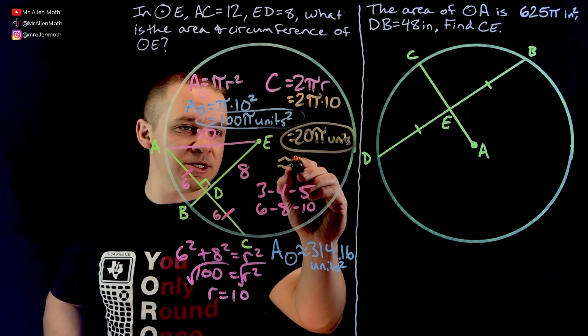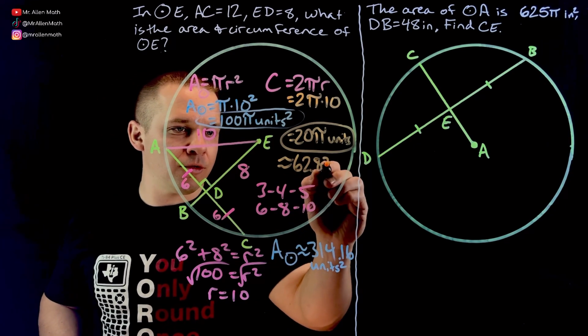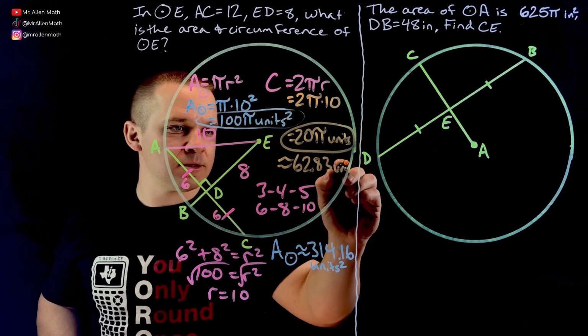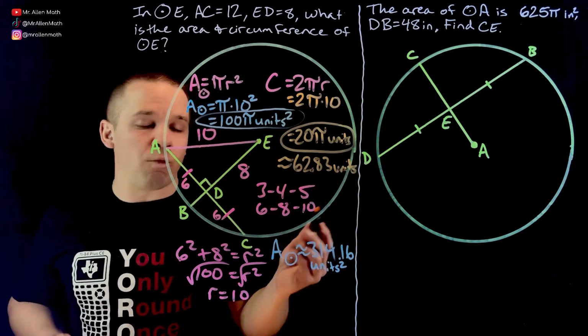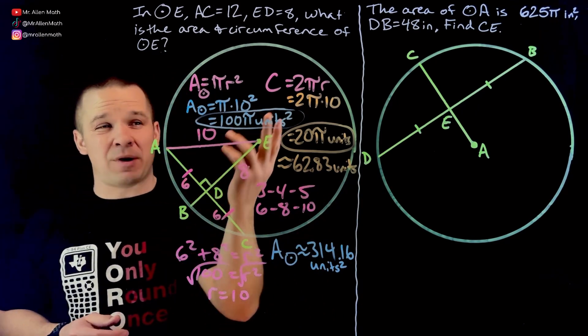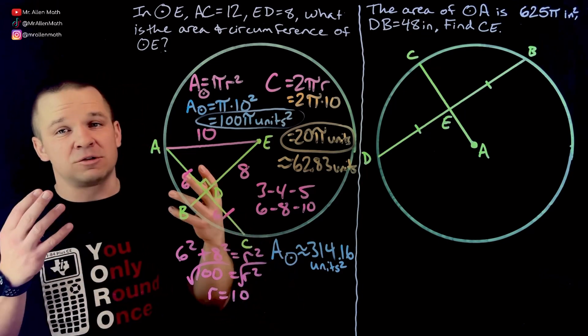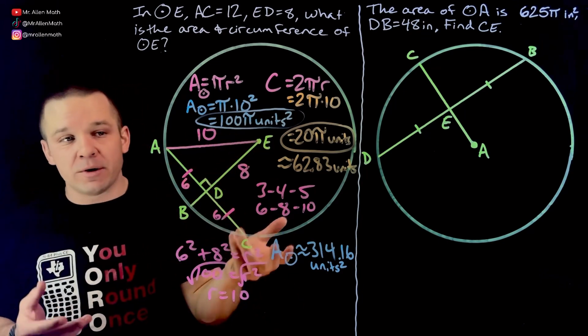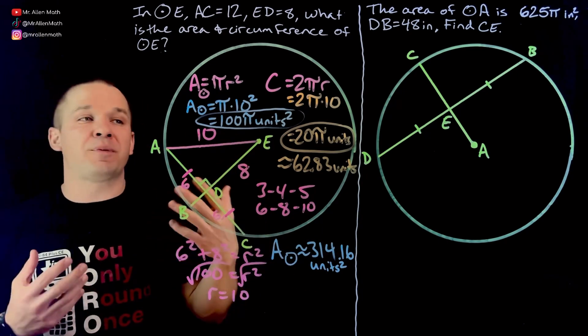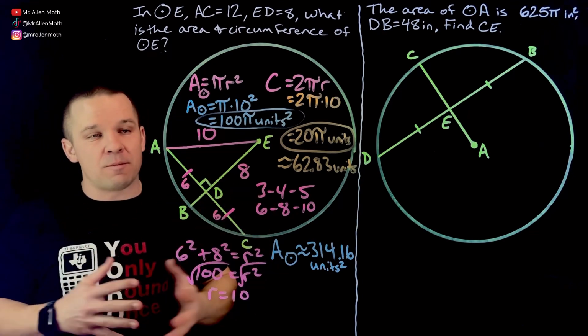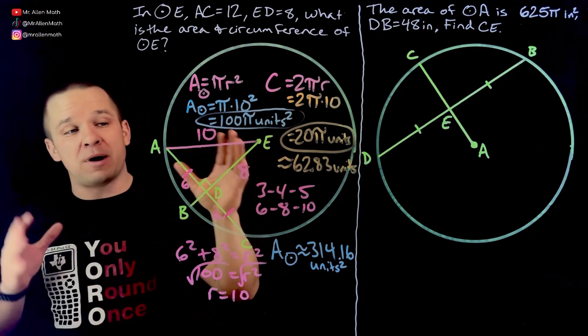62.831, so 62.83 units. So depending what your teacher wants, usually we keep them in terms of pi. With circles, they're a little easier to work with. You get nice integers most times. A lot of these problems are going to involve Pythagorean triples, which makes the numbers easy to work with. Keep it in terms of pi, good to go.